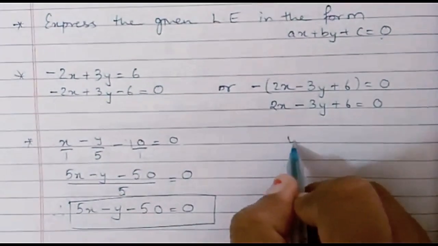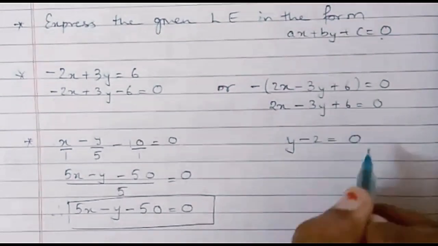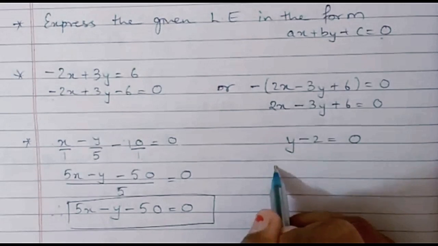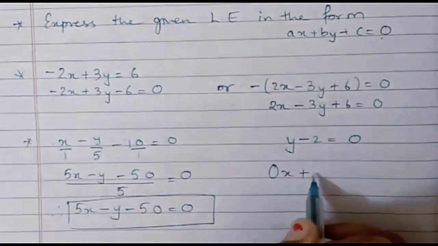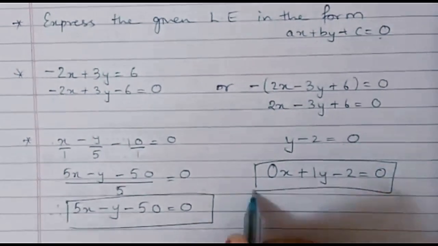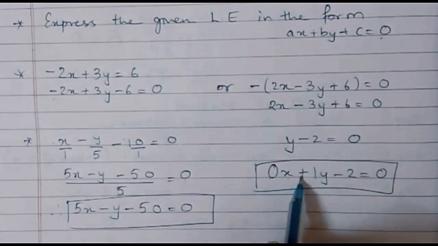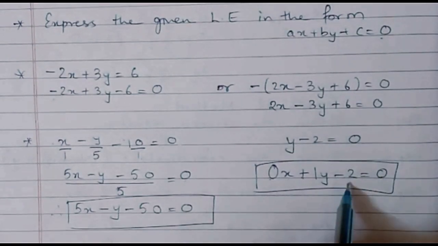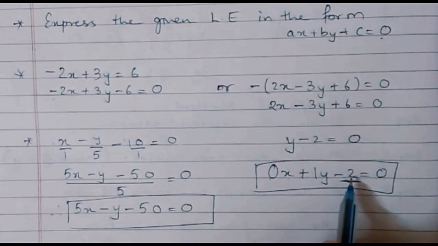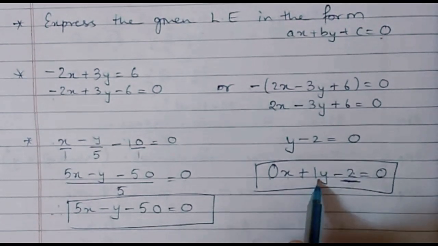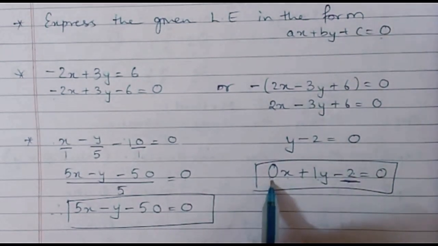Similar way, if you have just y minus 2 is 0, you can see there is no x variable present here. So you can write 0x plus 1y minus 2 is equal to 0. Now it is following the rule ax plus by plus c is equal to 0. If you compare, c is minus 2, not only 2, you have to follow the sign also. So c is minus 2, b is plus 1 and a is equal to 0.